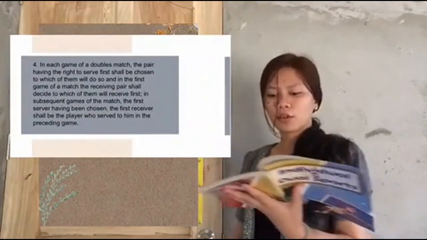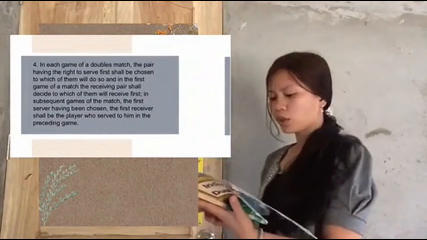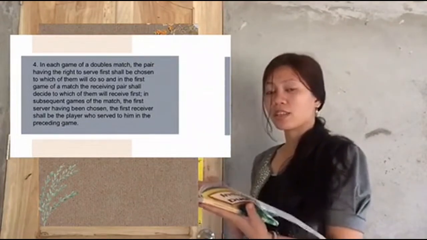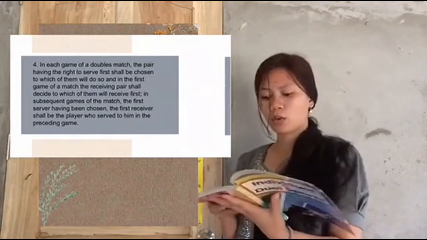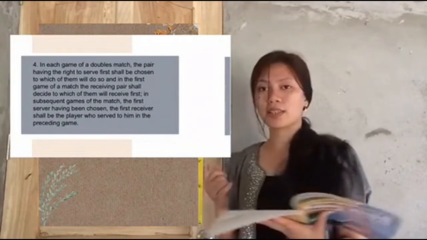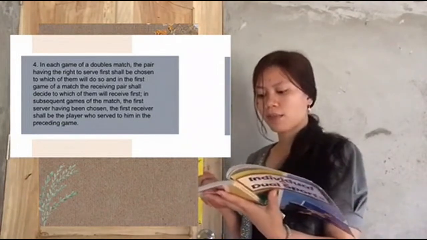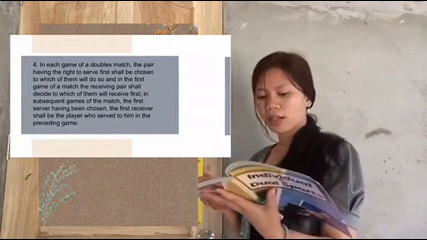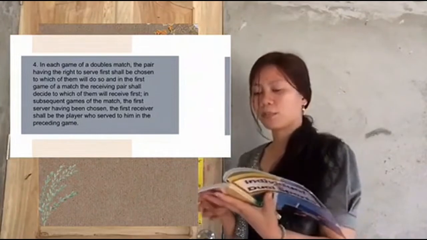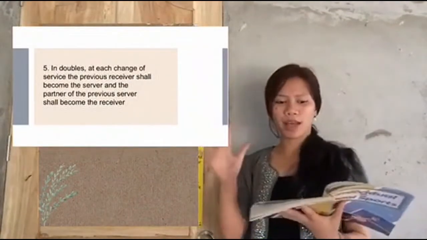Number 4. For the doubles match, the pair that will serve first will choose which one of them will serve, as well as for the receiving pair. They will decide which of the two will receive first. And for subsequent games of the match, the first receiver will be the one who will serve to the first server in the preceding game.